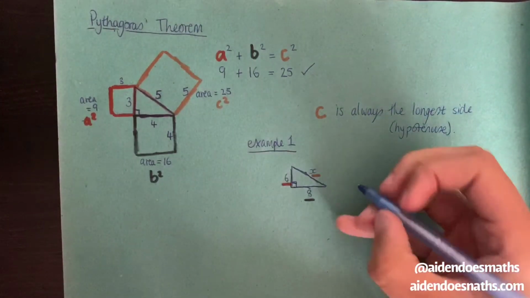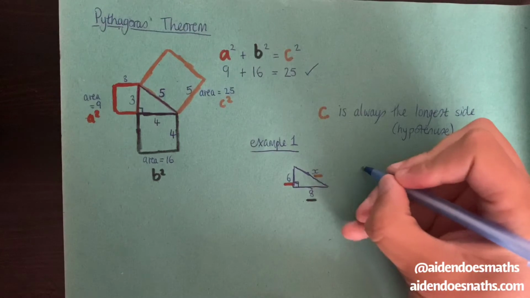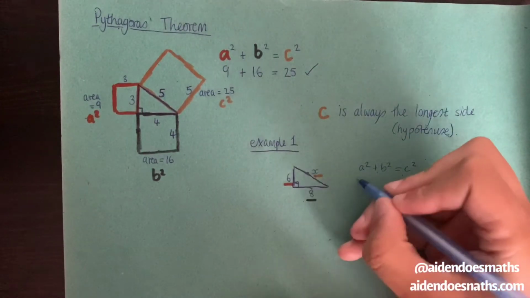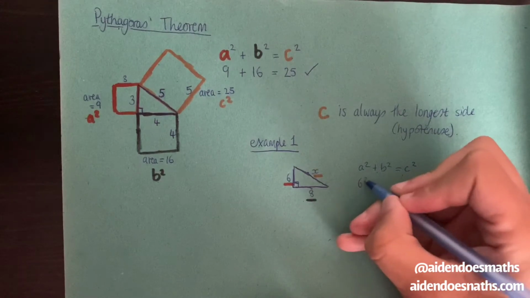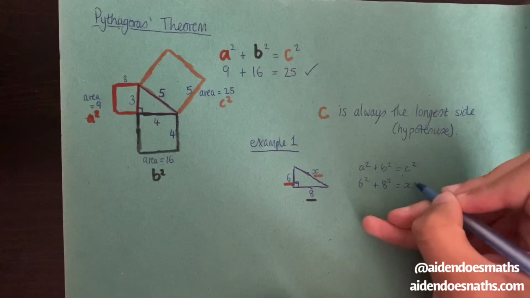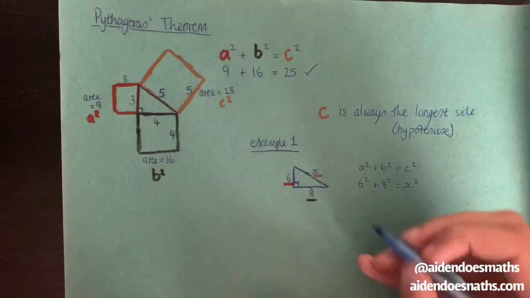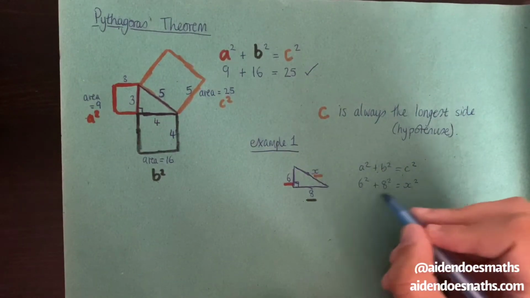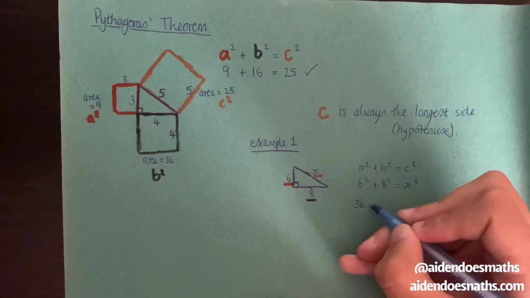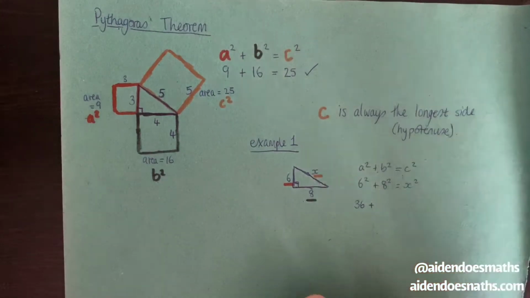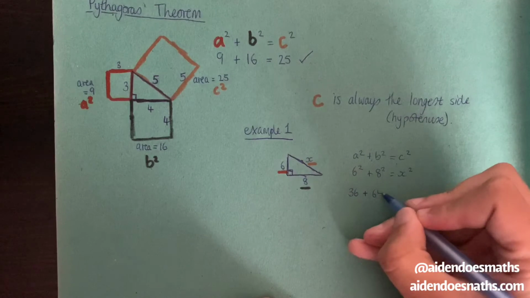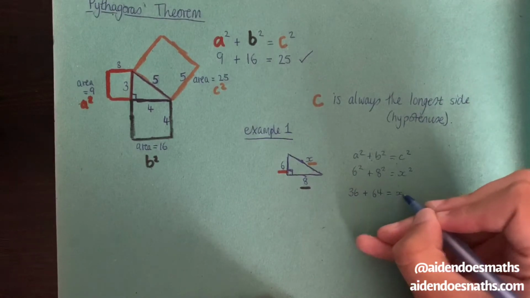So let's put it into our formula. A squared plus B squared equals C squared. So A squared, 6 squared, plus B squared, which is 8, equals X squared. Let's try and solve this left-hand side of the equation first. 6 squared, 36. If you're not sure, you can use a calculator. 8 squared is 64. And that gives us X squared.